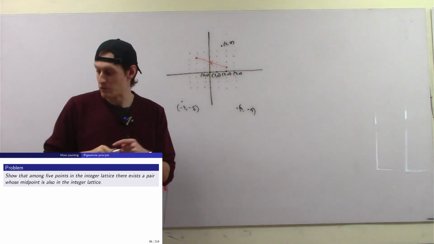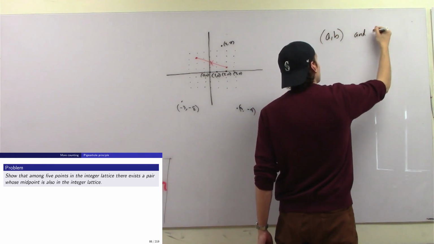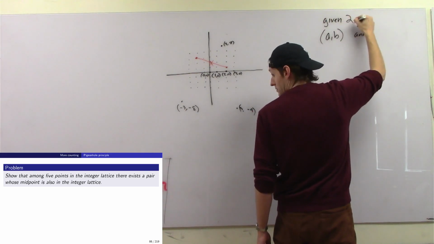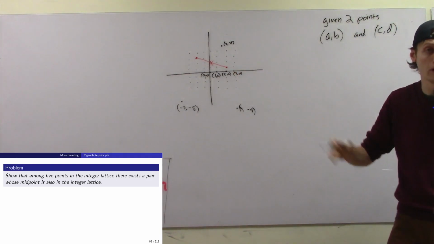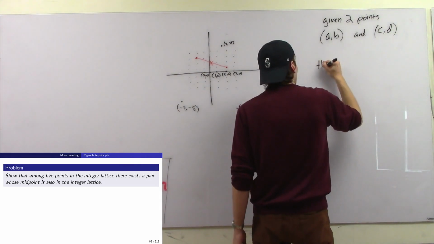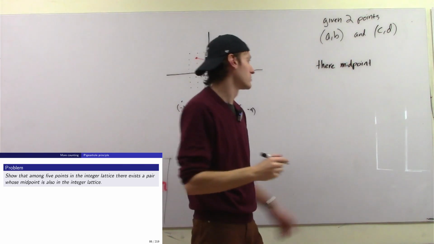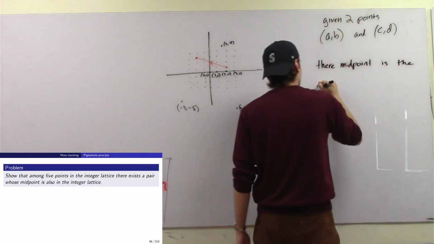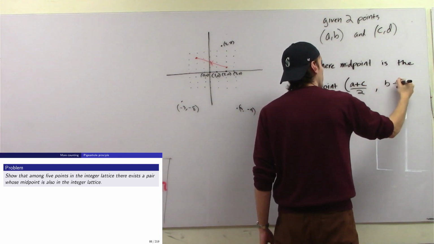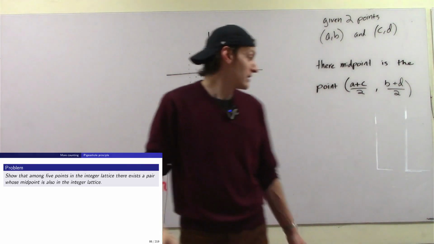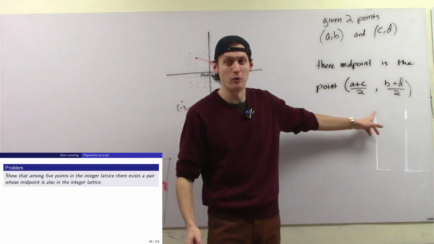And so the idea is, in general, how do we calculate the midpoint? Given 2 points, A, B, and C, D, which are any points in the plane, and so this will be true of any 2 points in the integer lattice as well. Their midpoint is the point A plus C over 2, comma, B plus D over 2. And again, this is the average of the 2 x coordinates and the average of the 2 y coordinates. With an average, it's just the middle of those 2 things.